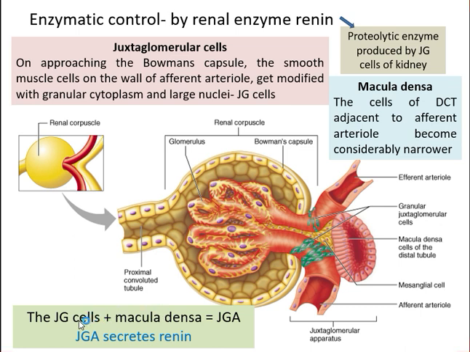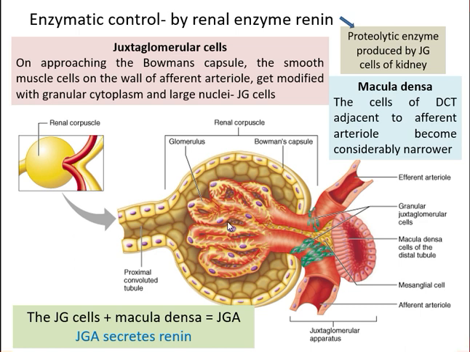So first we go to JG cells. JG cells are juxtaglomerular cells. What do you mean by juxta? Near. Glomerular. So they are cells located near the glomerulus. That is understood. Now where are they located? We will take a diagram of the anterior part of the nephron where you have the Bowman's capsule. So this is the Bowman's capsule.